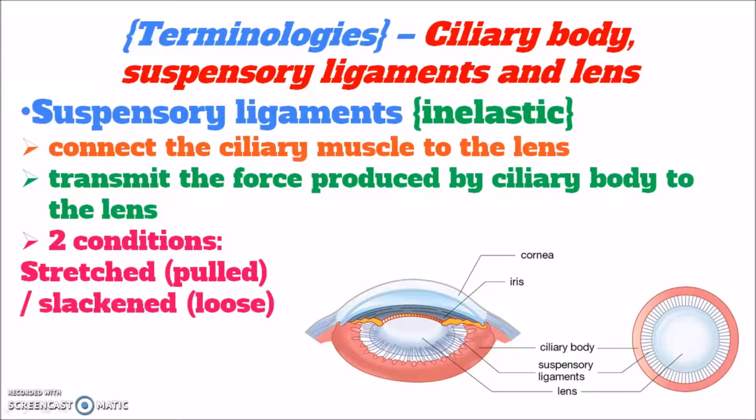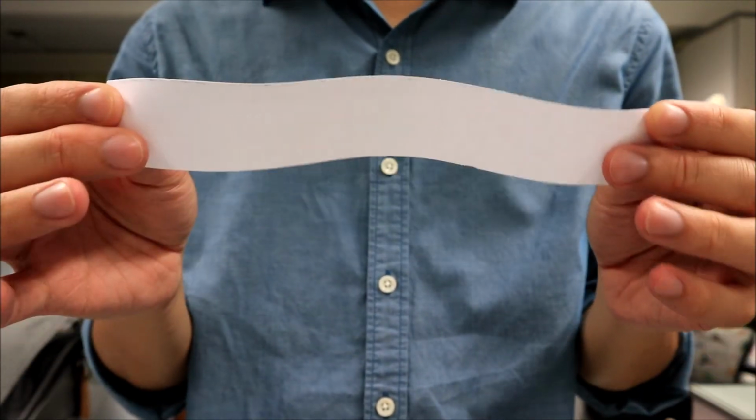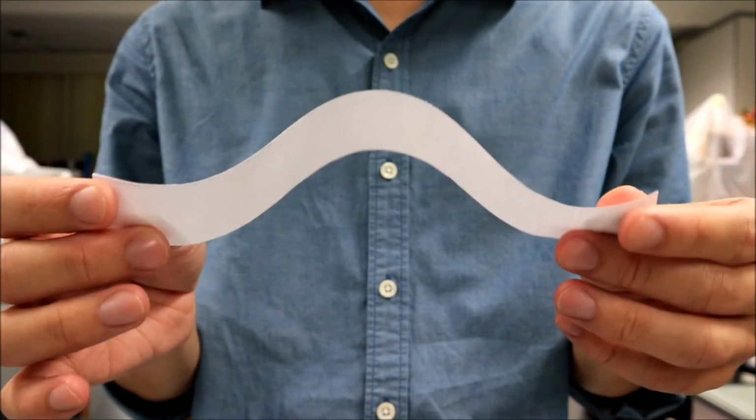Then we have the inelastic suspensory ligaments. The inelastic characteristic can help to transmit the force produced by the ciliary body to the lens. The suspensory ligaments are either stretched or slackened. One thing I would like to remind you is that the suspensory ligament is different from the ligament joining bones together. The ligament in the movable joints are elastic in order to allow a certain degree of movement of the joint.